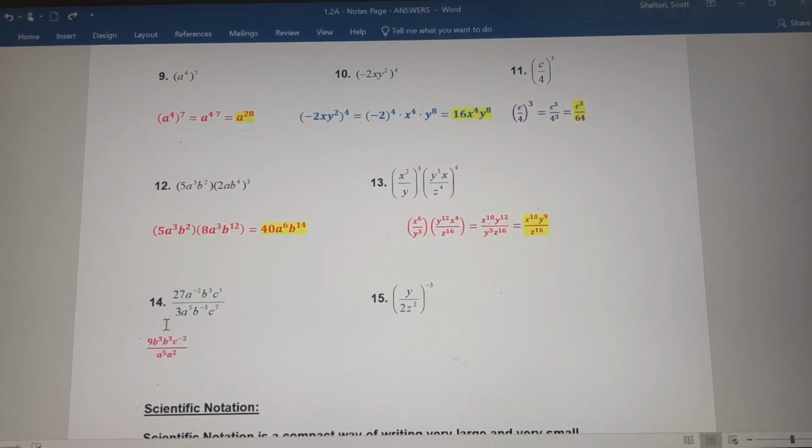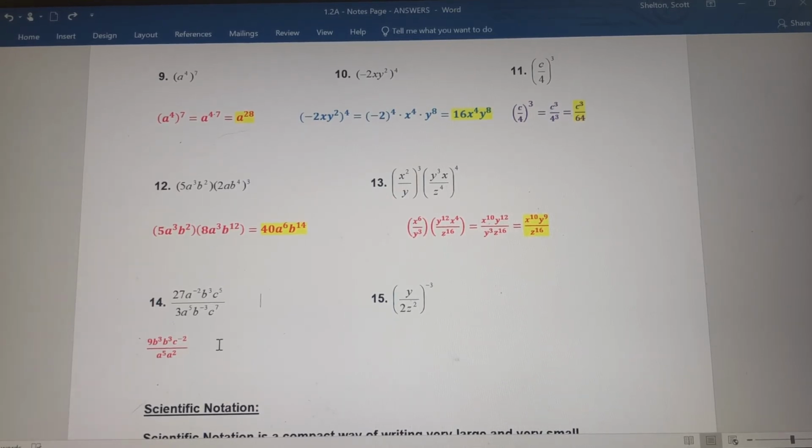So 27 over 3, that simplifies to 9. These negative exponents, I'm going to go ahead and move them through the fraction and make them positive. So this b to the negative 3 went up to the top and became b to the positive 3. This a to the negative 2 moved down to the denominator and became a to the positive 2. Because these were both positive exponents, I decided just to go ahead and subtract. They have the same base c, so I subtracted 5 minus 7 and got c to the negative 2.